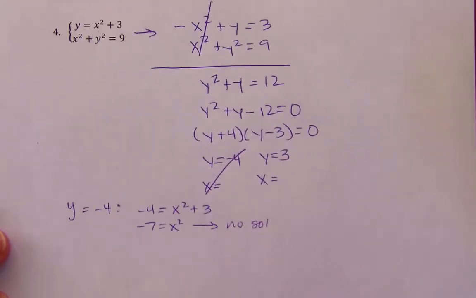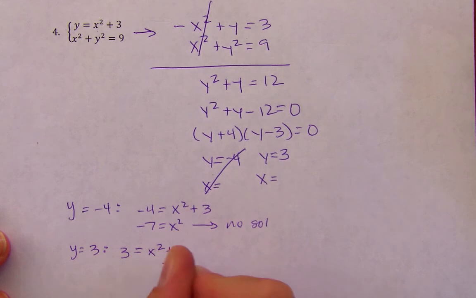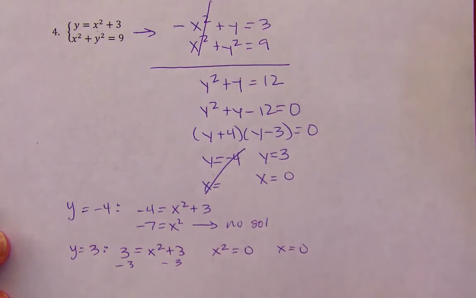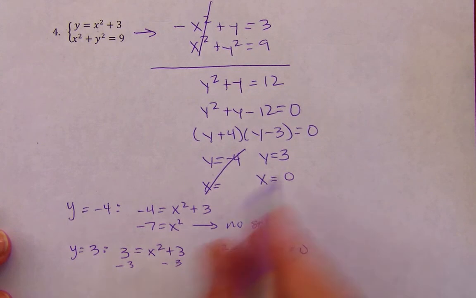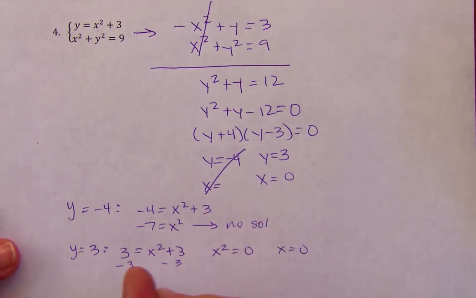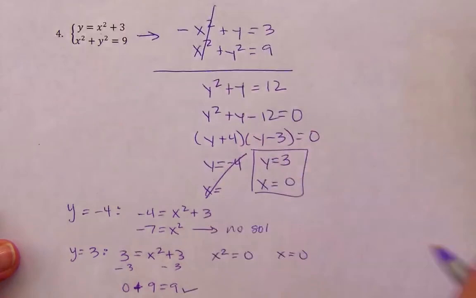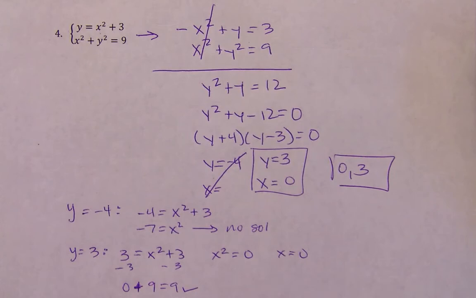But let's try for y equals 3. If I plug in y equals 3, 3 equals x squared plus 3, subtracting 3 from both sides, x squared equals 0, so x equals 0, and that one's good. And we can plug into the other equation just to make sure. If I have y equals 3 and x equals 0, we have 0 plus 3 squared is 9 equals 9, and that one works. And this is our solution, (0, 3). And that is the end of 7-4.